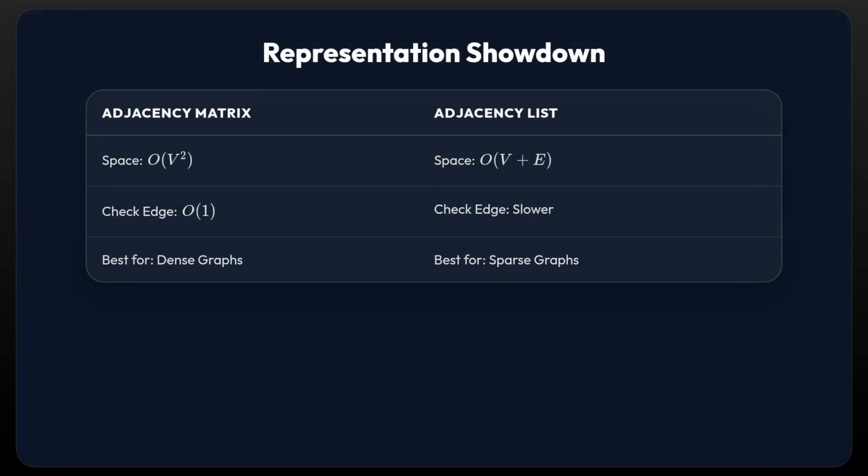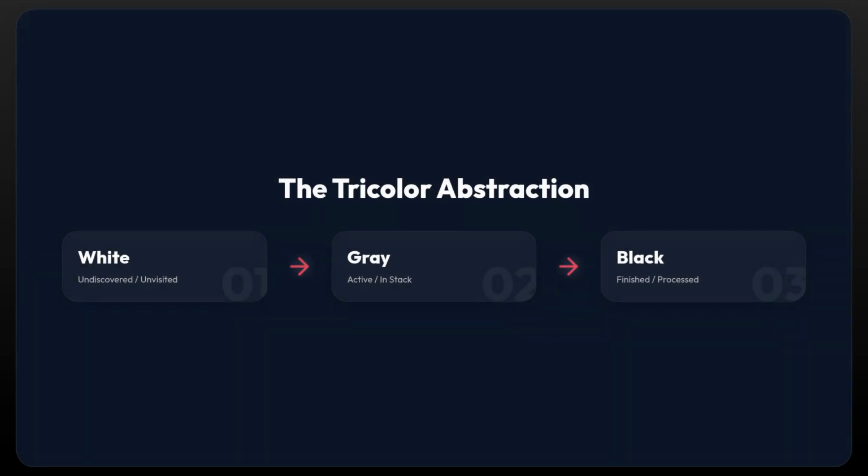Here is the direct comparison. Use a matrix when your graph is dense, meaning almost every node connects to every other node, or when you need to constantly check if specific edges exist. Use an adjacency list for everything else, specifically when you need to iterate over neighbors efficiently, which is the primary operation in traversal algorithms.